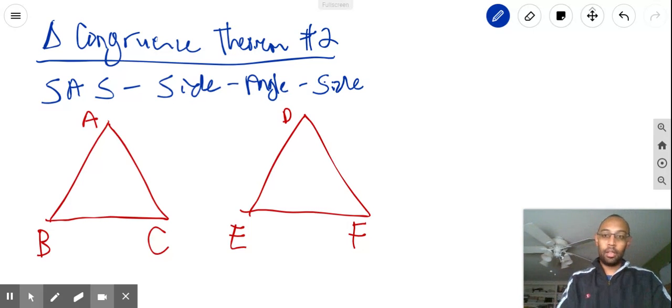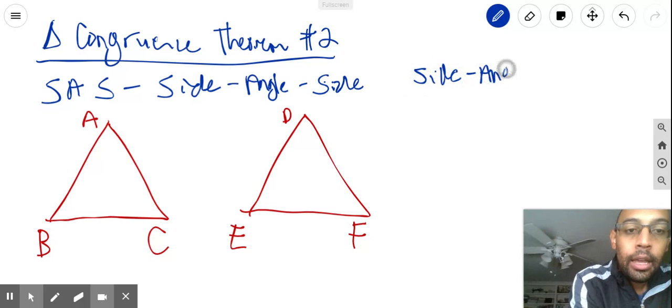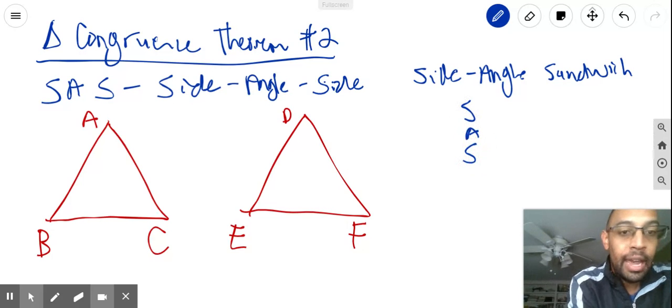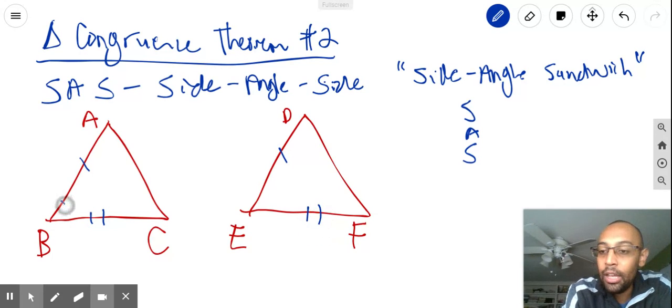So in this case, this is what I like to call the side angle sandwich. Okay, you have two sides and then sandwiched between them is an angle. So it's the side sandwich, I like to call it. This is kind of the nickname I give for this theorem. The reason why is because you're going to be given two sides. So let's say AB is congruent to DE and BC is congruent to EF. And then in between those sides, there is an angle that I know is congruent. In this case, that's angle B congruent to angle E.